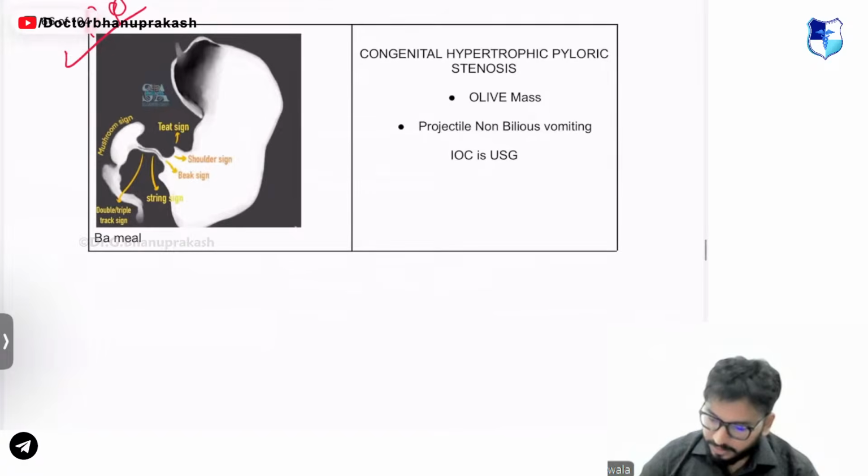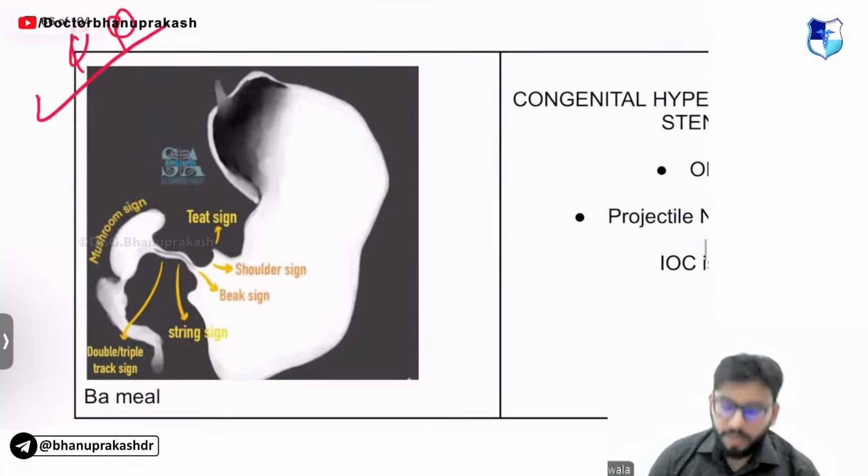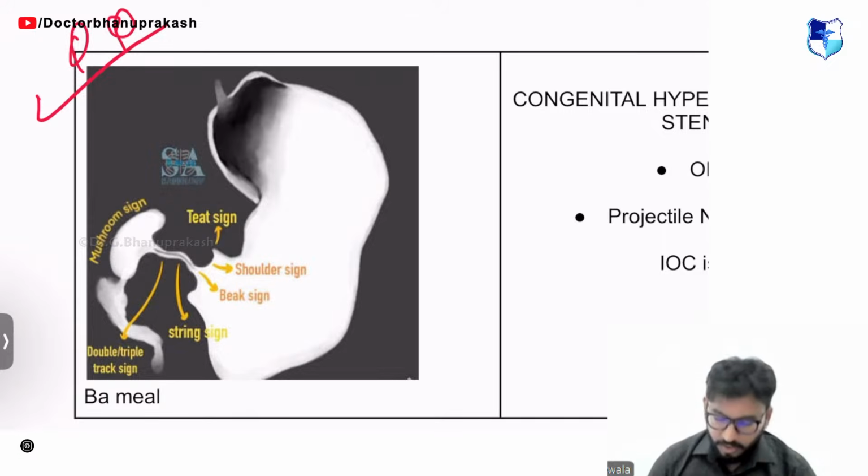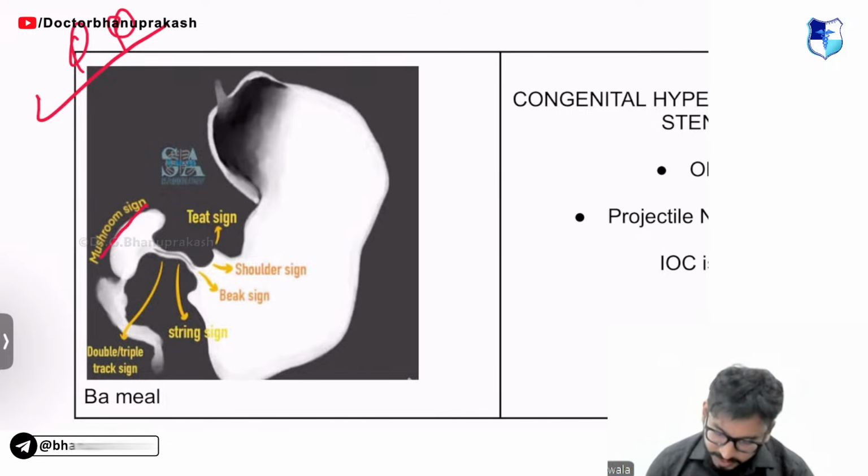Okay, right. So this is what you see on a barium meal. You can see the stomach, you can see the proximal duodenum. Barium meal, you can see the various signs: the mushroom sign, the teeth sign, shoulder, the beak sign.